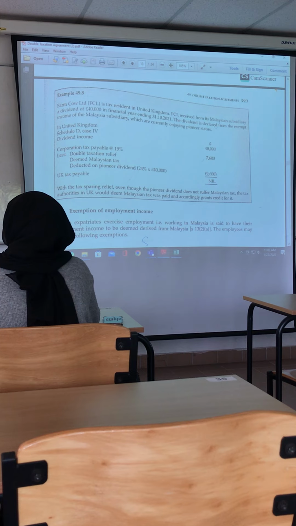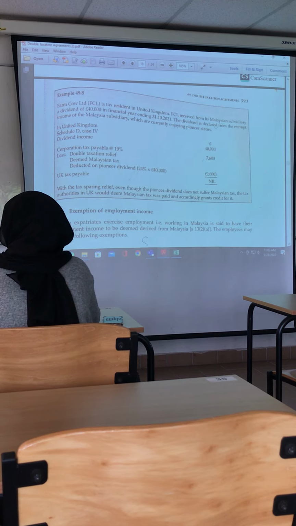Why? The firm receives 40,000 dividend from Malaysia, but they don't pay tax. They don't pay tax on the dividend because the dividend is paid out of the exempt dividend account. So the dividend is an exempt dividend, so the company doesn't have to pay tax. So they get the whole 40,000.